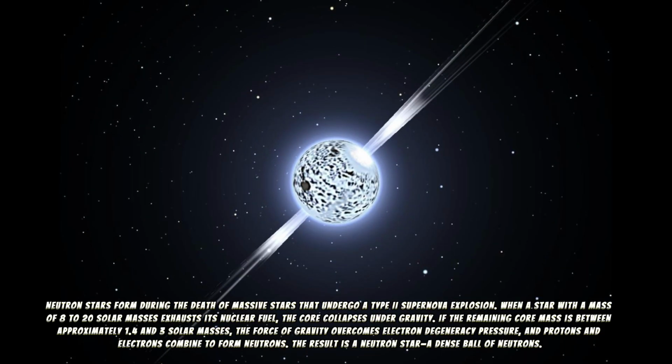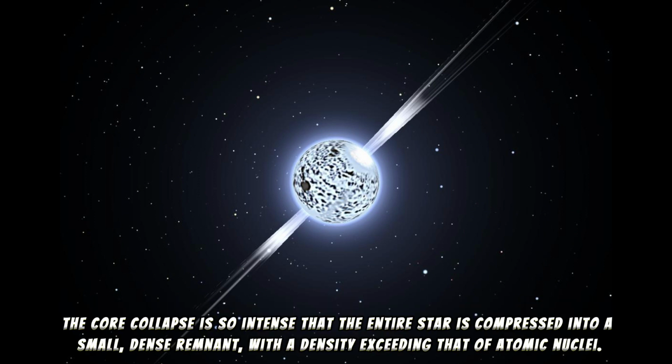Neutron stars form during the death of massive stars that undergo a Type II supernova explosion. When a star with a mass of 8 to 20 solar masses exhausts its nuclear fuel, the core collapses under gravity. If the remaining core mass is between approximately 1.4 and 3 solar masses, the force of gravity overcomes electron degeneracy pressure, and protons and electrons combine to form neutrons. The result is a neutron star, a dense ball of neutrons. The core collapse is so intense that the entire star is compressed into a small, dense remnant, with a density exceeding that of atomic nuclei.